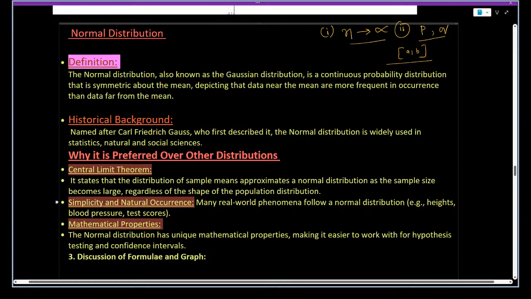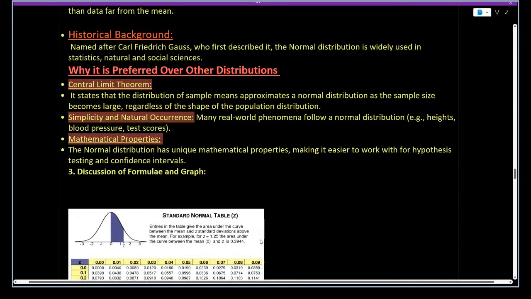It has simplicity and natural occurrences. Height, blood pressure, weight, in those cases we can use normal distribution. And it has some unique mathematical properties, making it easier to work with for hypothesis testing and confidence intervals. This we'll discuss in the hypothesis testing or statistical inference chapter. Right now we'll remain silent about that part.